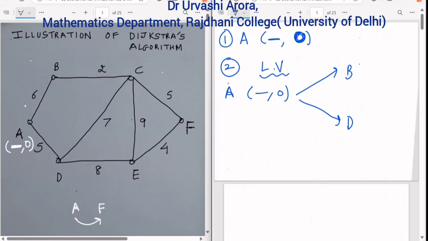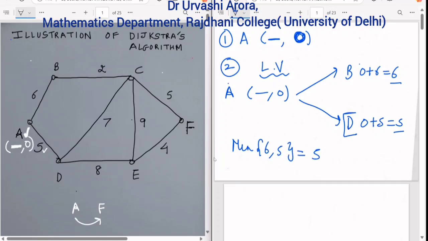Now if you travel from A along the edge AB to reach B, then the distance traveled will be the distance traveled so far, which is 0, plus 6, which is the weight of the edge. So the distance traveled will be 0 plus 6, which is 6. Now if we travel from the vertex A to the vertex D by taking the path AD, then the distance traveled will be 0 plus 5, which is 5. So these are the two distances that we are getting. Out of these two distances, we find the minimum of 6 and 5, which obviously occurs at 5. So wherever the minimum occurs, which is for the vertex D, that vertex will receive a label. So D receives a label. This is one thing.